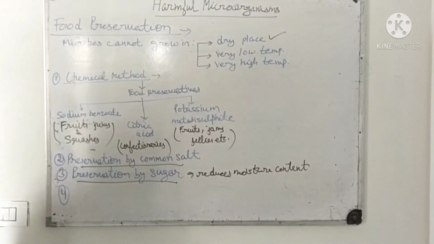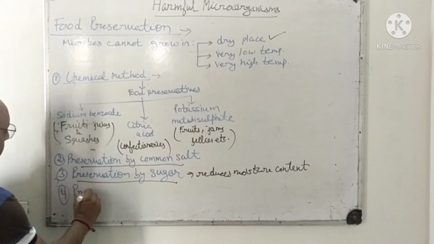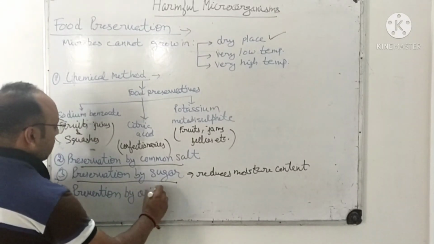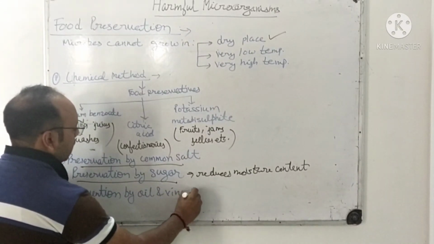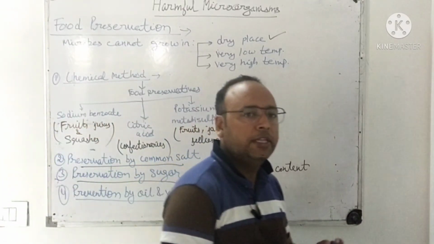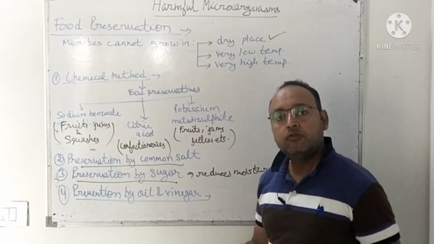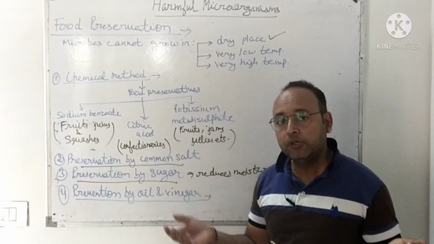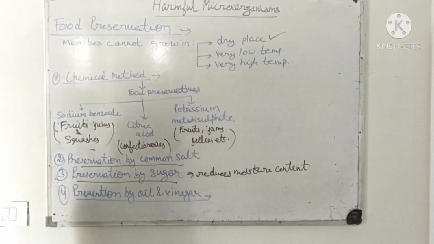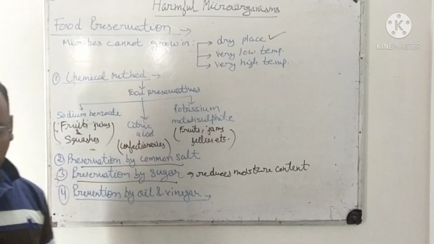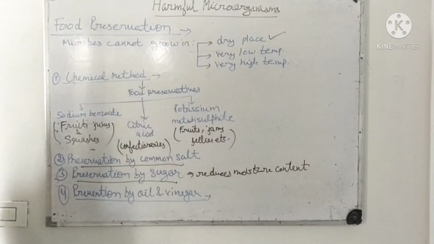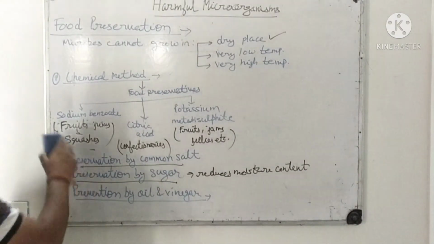Then next we have preservation by oil and vinegar. That is a very common activity. At home, pickles are always stored in oil. Why? To use them for one year, for two years. If we keep them inside oil, they will not be spoiled by microbes. But if we keep them outside, they will definitely spoil.